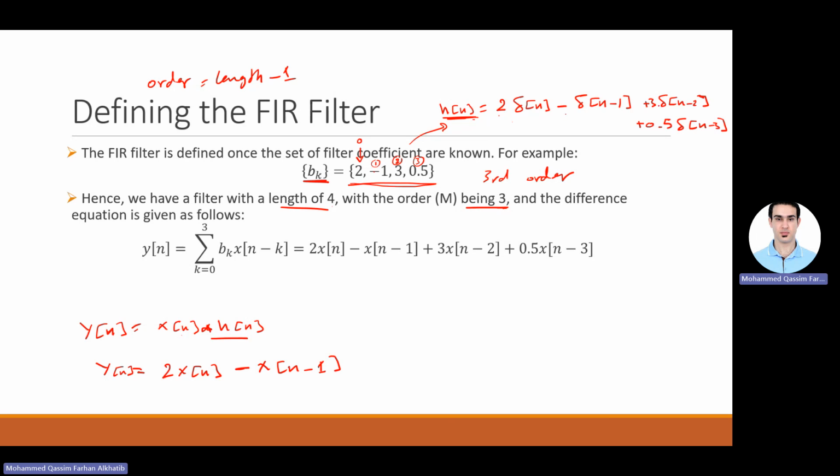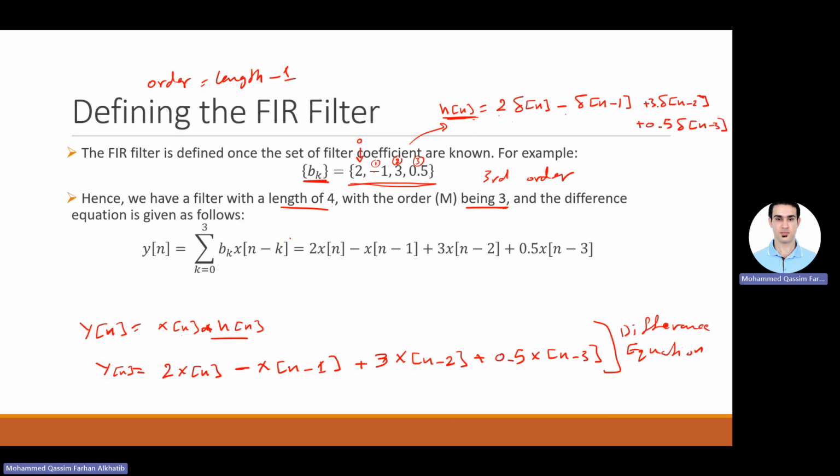Then we have plus 3 delta of n minus 2, so plus x convolved with delta, we have 3 x of n minus 2, plus 0.5 x of n minus 3. So this is the simplest way to find the convolution of input and output. And this is what is known as the difference equation.